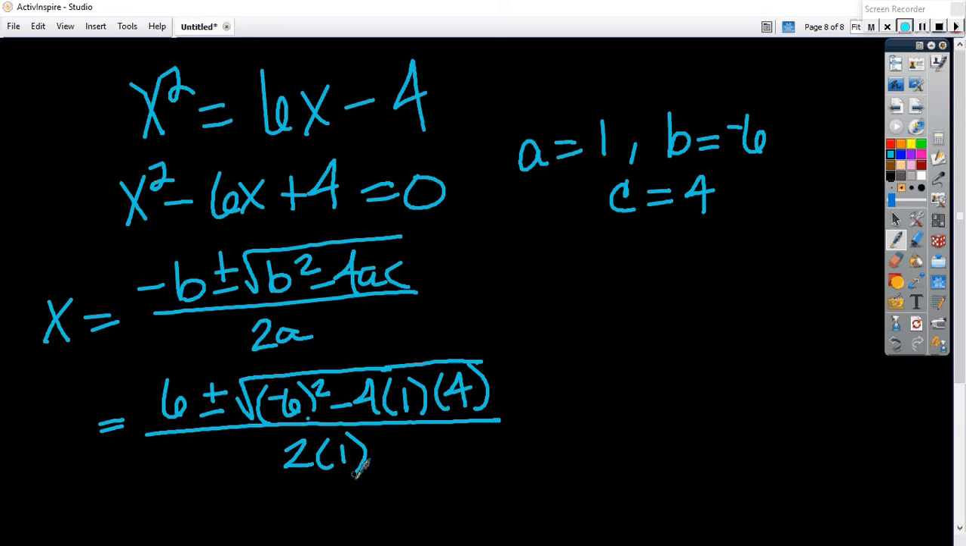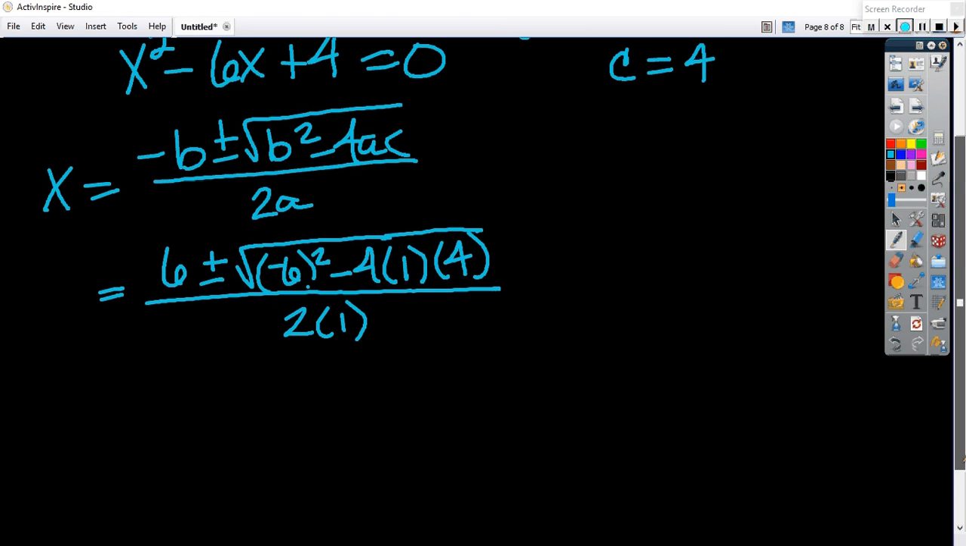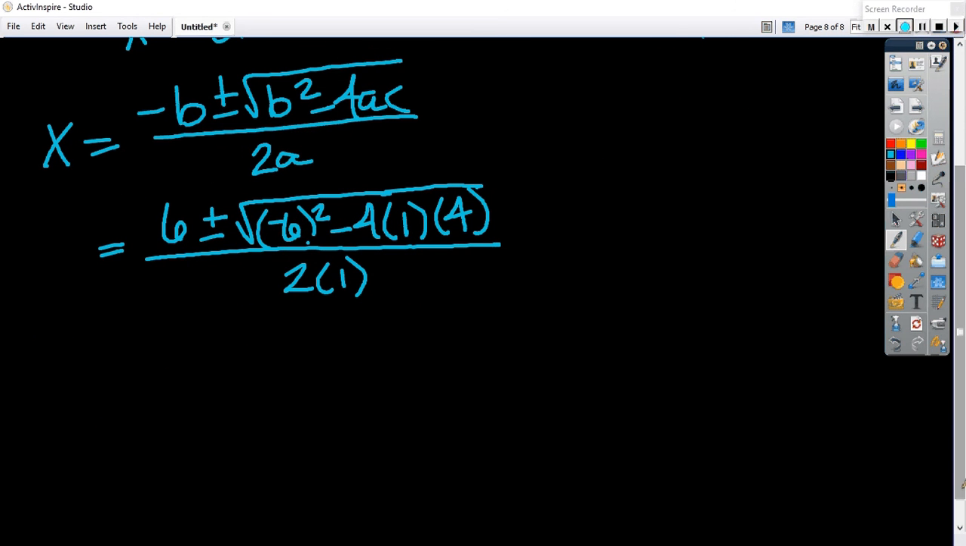So anybody have questions about how I plug that in? This is literally plug and chug. Wait, so if it's plus or minus, then it makes it be the opposite? The plus or minus is giving me the two answers I need. The negative in front of the B tells you to do the opposite of B, in the very front.